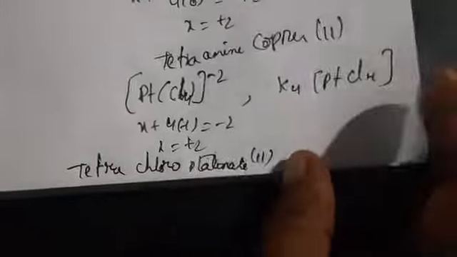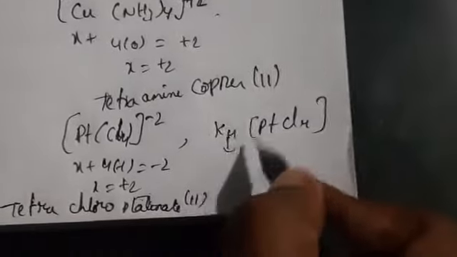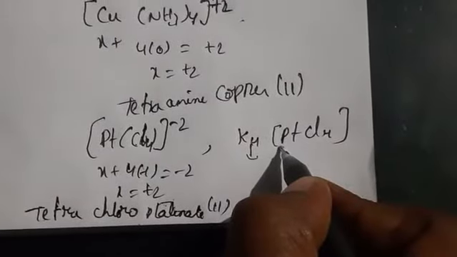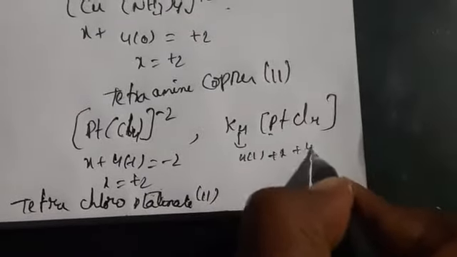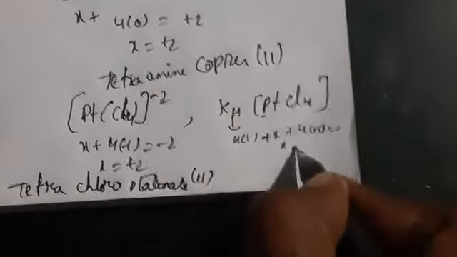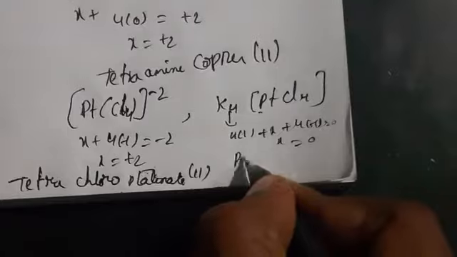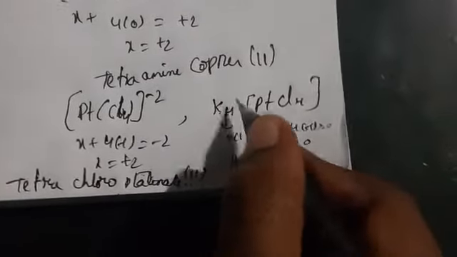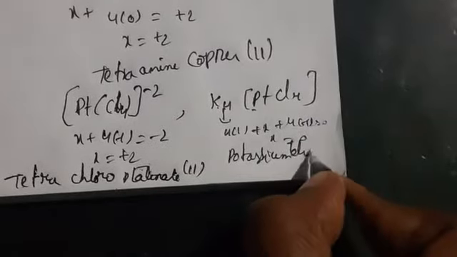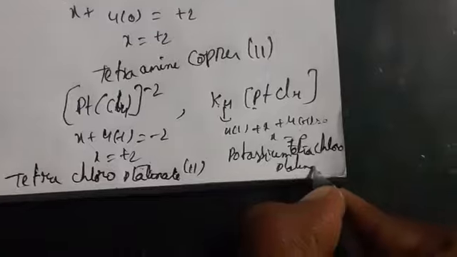Platinate 2 we can write. But coming to the other one, first we have to mention the outside ion. So here also for platinum, 4 into 1 plus X plus 4 into minus 1 is equal to 0. So X is equal to 0. What we can write here is, first we have to mention potassium, outside the square brackets, whatever is present. Then tetrachloroplatinate we can say.